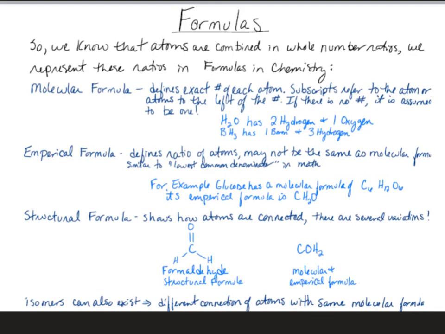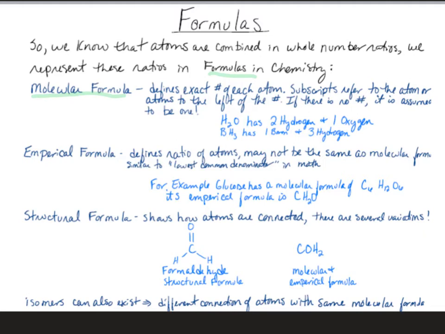As we were discussing last video, we now know that atoms are combined in whole number ratios. And what those whole number ratios really are called now is formulas. So formulas are relationships between different kinds of atoms to show you how compounds are made. The easiest version of a formula, I think, is a molecular formula. And that simply says there's exactly this number of each atom.